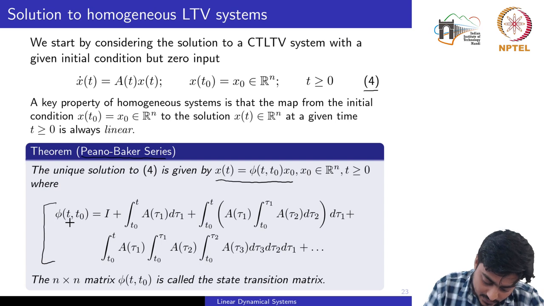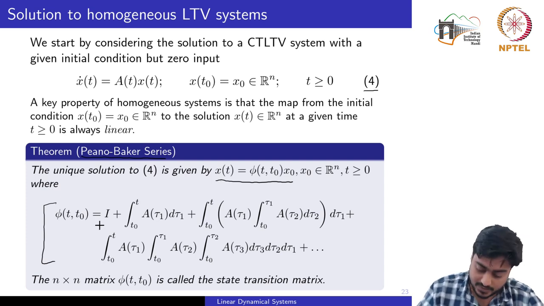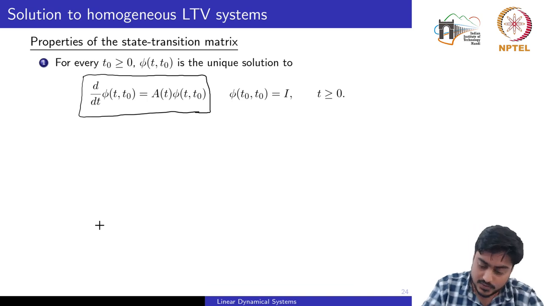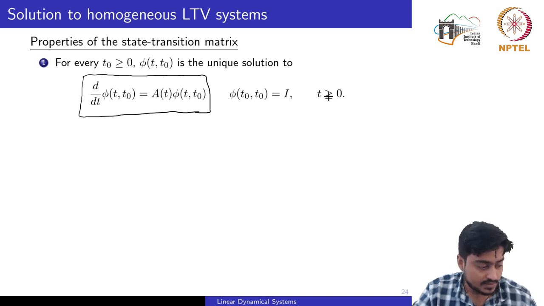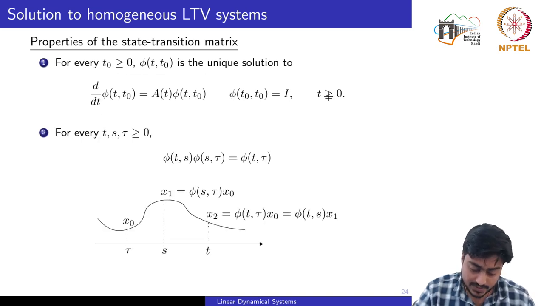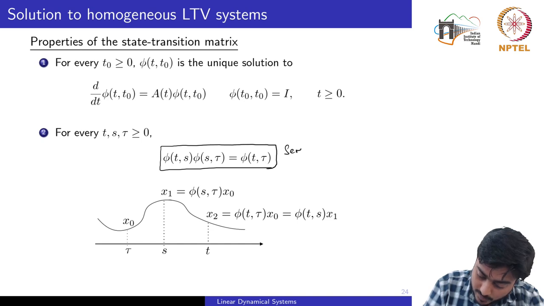Now if the state transition matrix is a matrix of dimension n cross n, then this I is an identity matrix containing 1 in its diagonal, of dimension n cross n. Okay. So similarly here I is an n-dimensional identity matrix for t greater than or equal to 0. Second, for every t, s and tau greater than or equal to 0, the state transition matrix satisfies this property, which we also call the semi-group property.